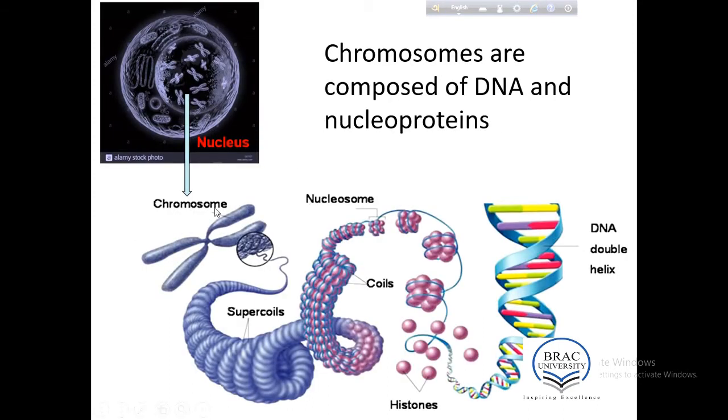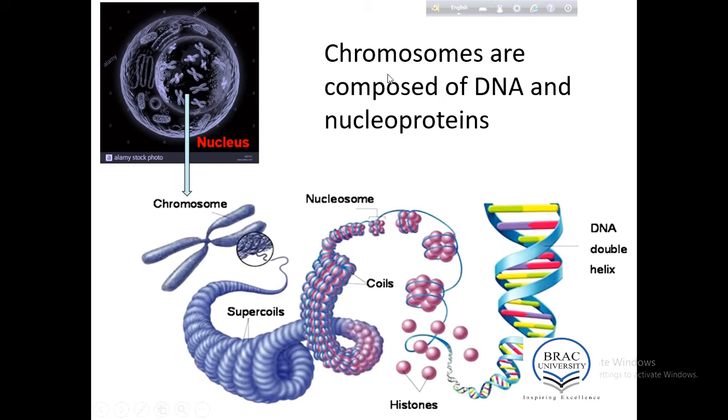Now, this figure is the most important figure. This might look a bit clumsy, but I can assure you that this is a very easy figure. Just listen to me carefully. What is the title? The title of the figure is Chromosomes are composed of DNA and nucleoproteins. This is the basic information from this figure.